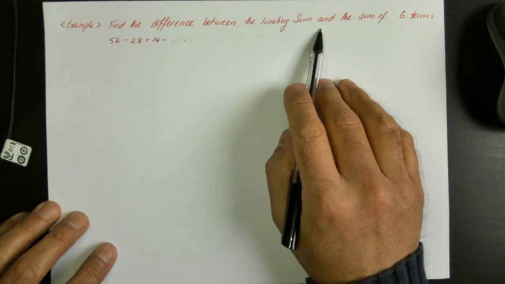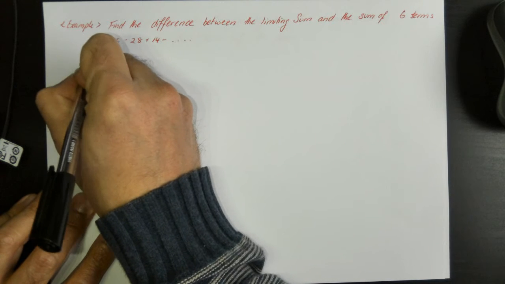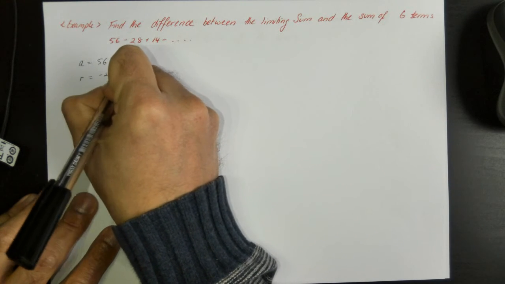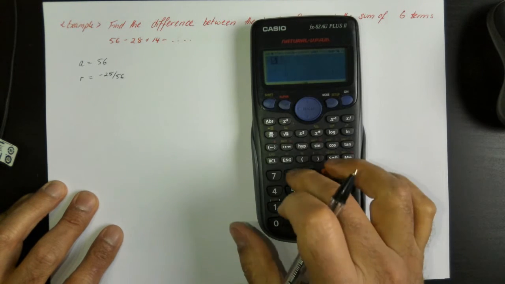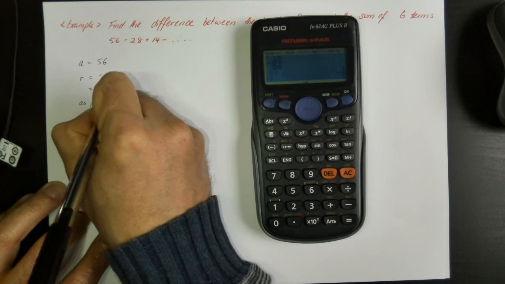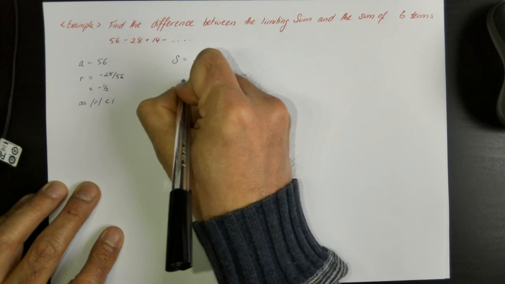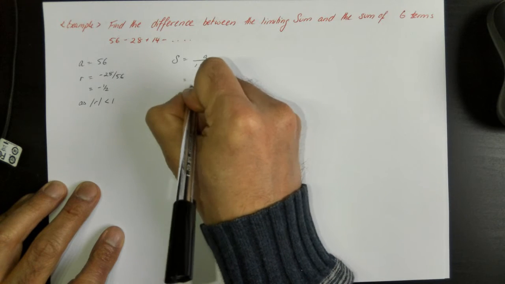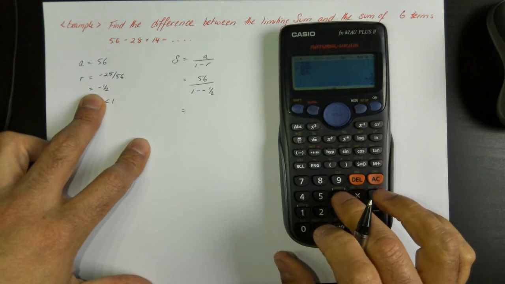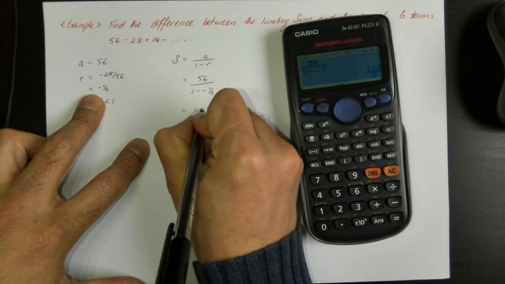We want to find the difference between the limiting sum and the sum of the 6 terms of this geometric series. So I know that A is 56 and R is negative 28 over 56. That looks like negative a half. So as the absolute of R is less than 1, the limiting sum is 56 over 1 minus negative 0.5, which is 112 over 3.